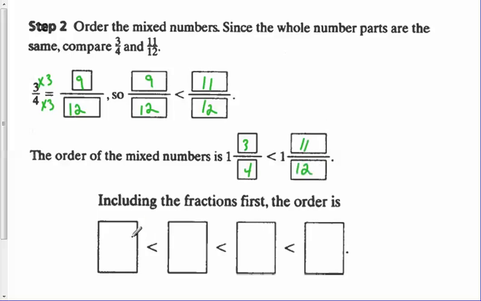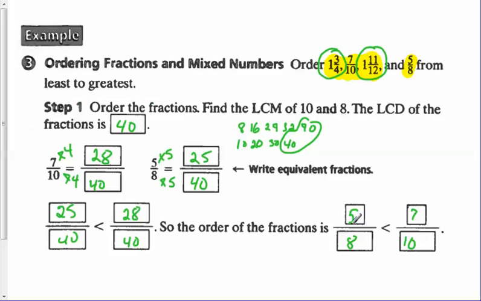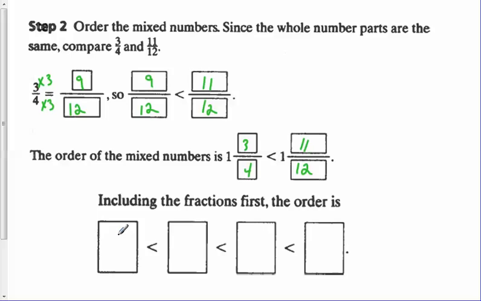So now I need to put them in order completely. Looking at the previous step, I had 5/8 as my least. So 5/8 is the least one, followed by 7/10, followed by 1 and 3/4, and then the greatest one of that set was 1 and 11/12.